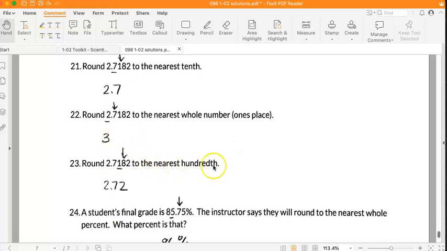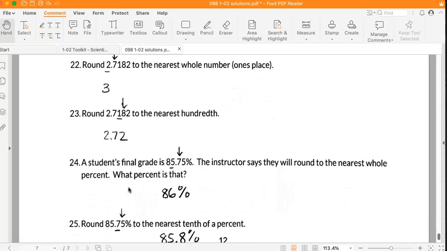If I want to round to the nearest hundredth, I underline the 1 in the hundredths place and the 8 is the decider. So I round 2.72. Often if you have a money answer, you're going to keep 2 decimal places, unless I say round to the nearest whole dollar.